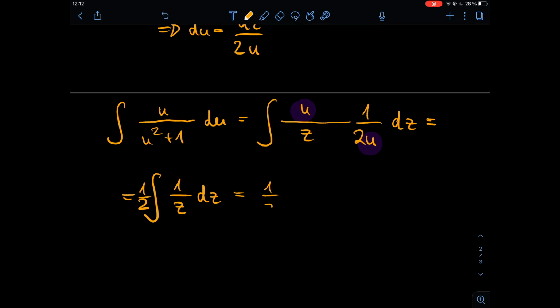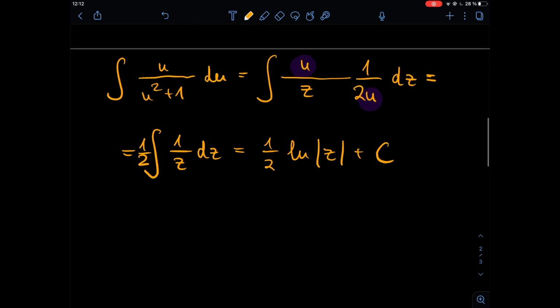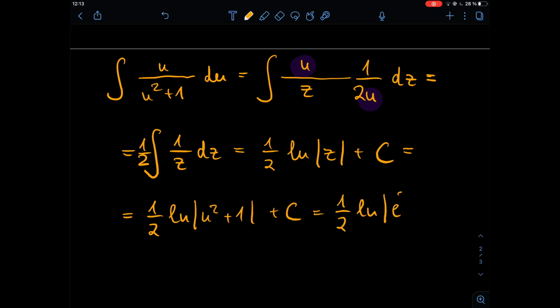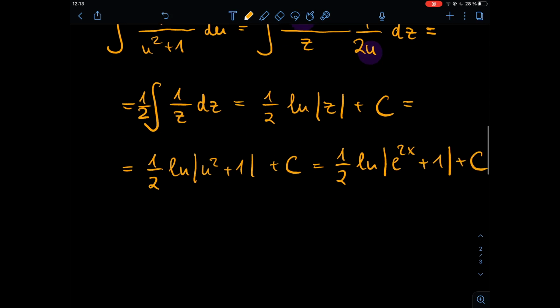And this is quite simple to solve because this is just the natural log of the absolute value of z plus a constant c, of course, and then we just need to plug in. So z was defined as u squared plus 1, so this whole integral becomes 1/2 times the natural log of u squared plus 1 plus the constant, and u squared is just e to the power of 2x, so this is 1/2 times the natural log of e to the power of 2x plus 1 plus the constant c.